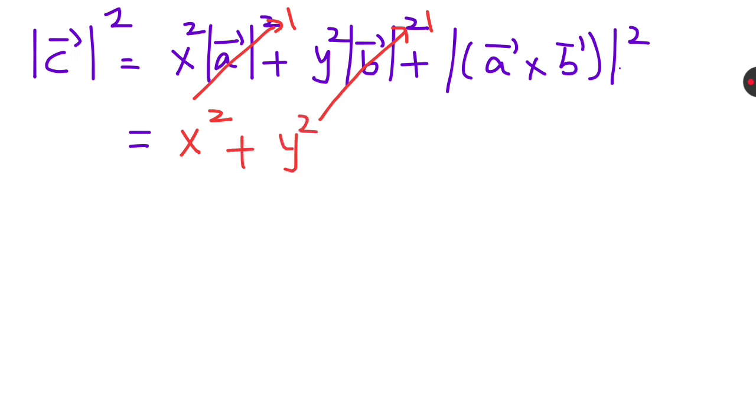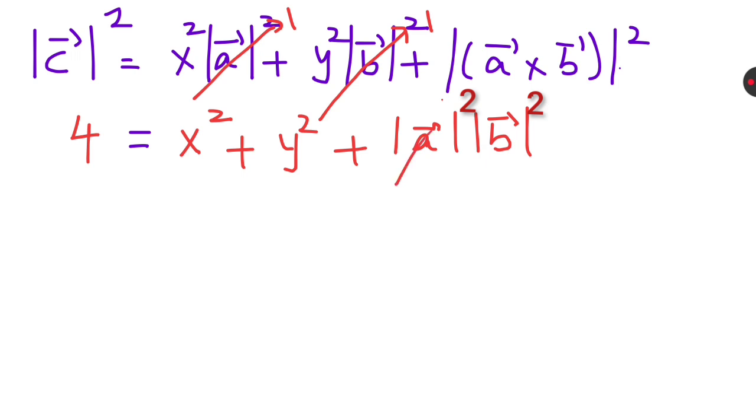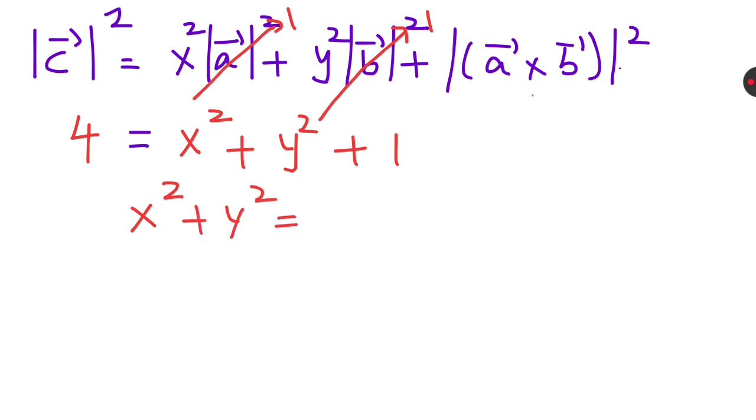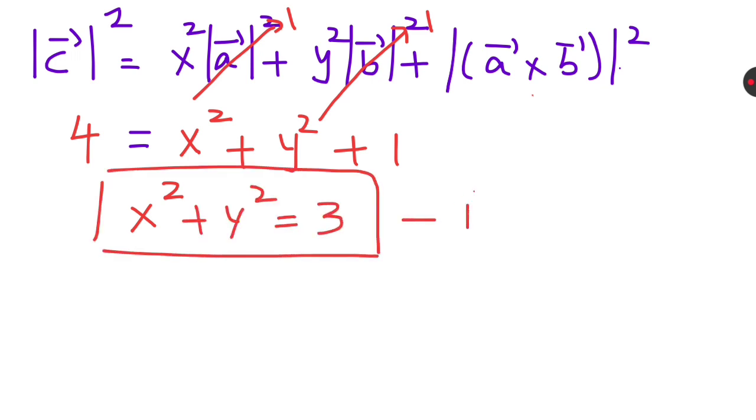On the left hand side, the magnitude of C is 2, so 2 power 2 is 4. And on the right hand side, we have the magnitude of A cross B whole power 2. Just now we found the magnitude of A cross B is magnitude of A times magnitude of B times sine theta, and sine 90 is 1. We also know these two are unit vectors, so 1 times 1 gives only 1. So x power 2 plus y power 2 equals 3. Let's consider this as equation 1.